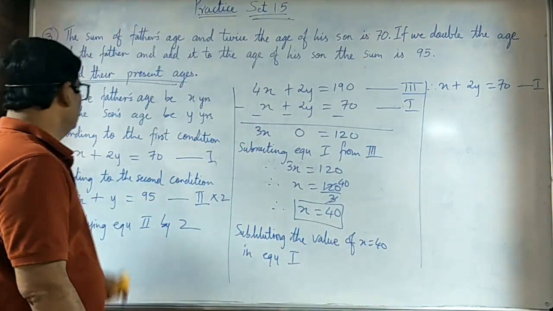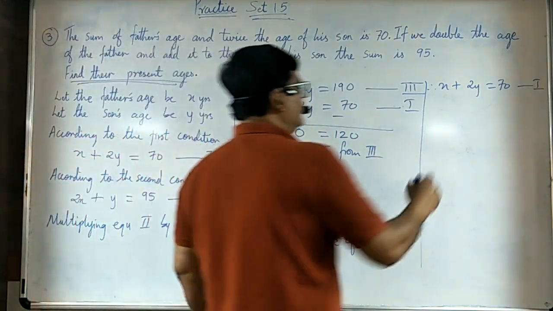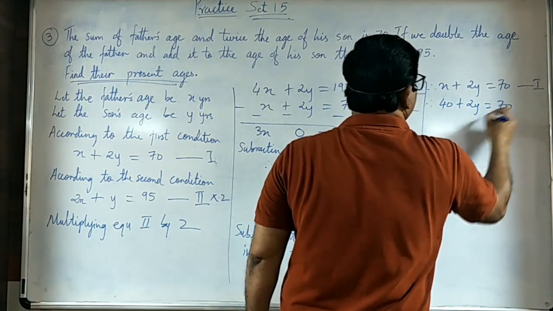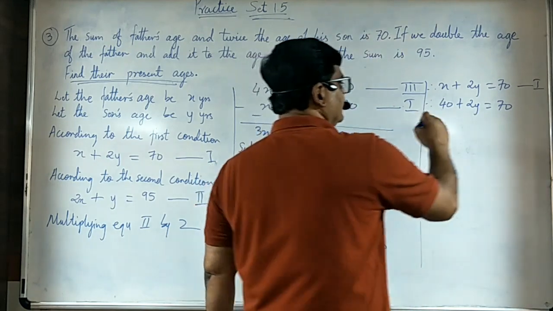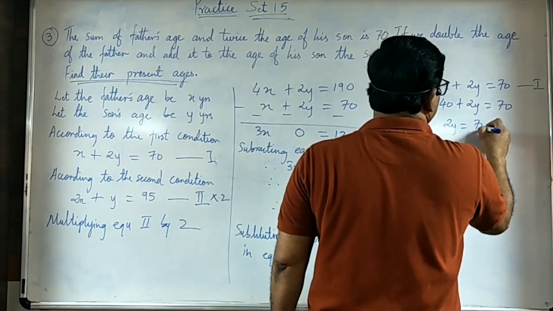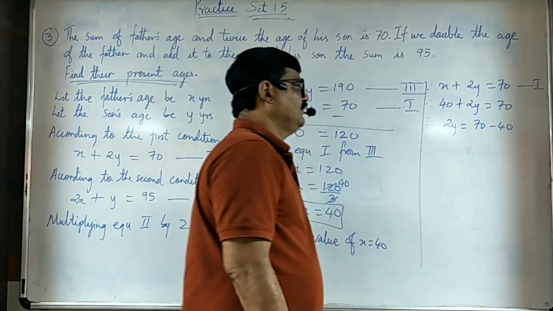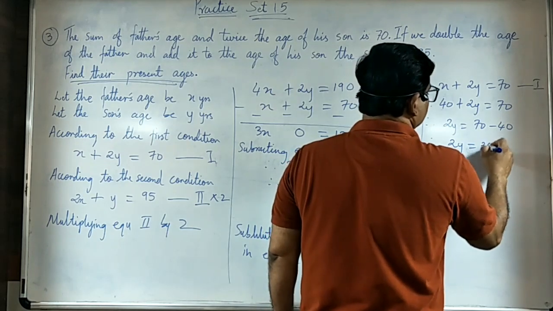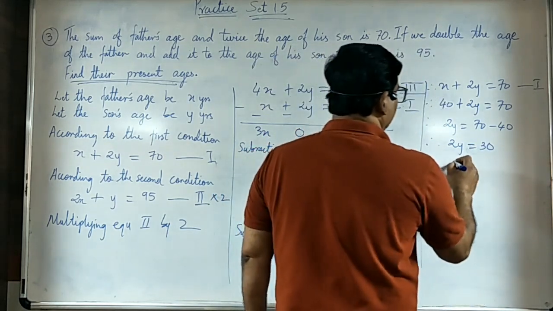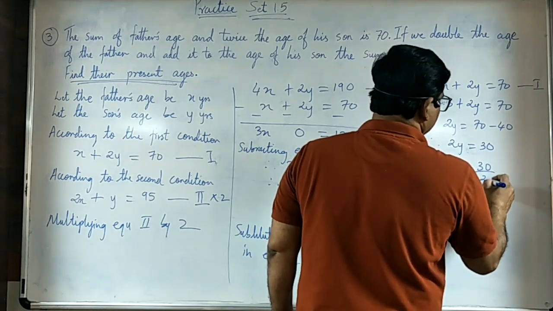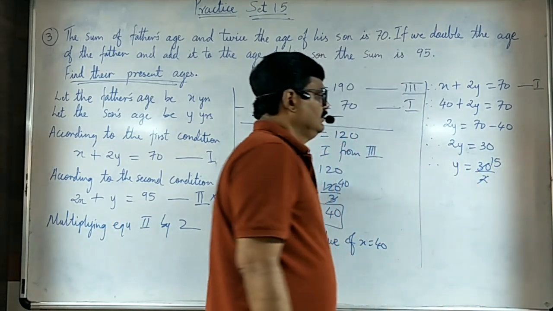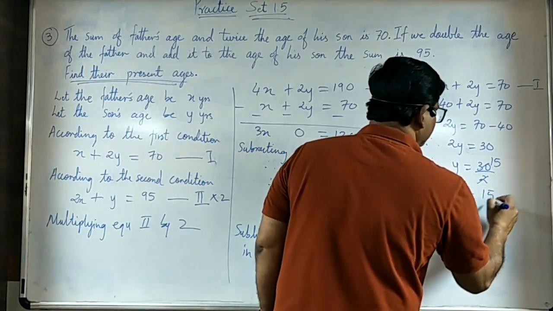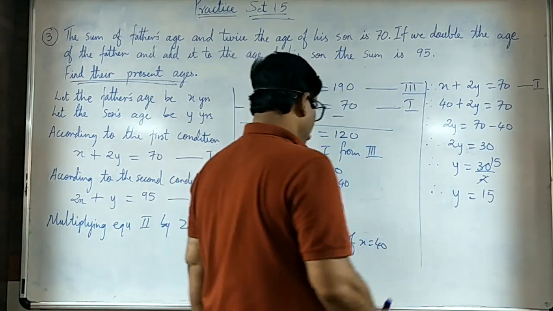x plus 2y is equal to 70. And what is the value of x? I got it over here: the value of x is 40, so 40 plus 2y is equal to 70. Therefore 40 from the left hand side will go to that side. You will be subtracting 70 minus 40. 70 minus 40 is 30, so 2y is equal to 30. Therefore y is equal to 30 upon 2. 2 15s are 30. Therefore you will be getting y is equal to 15. That I got the value of y.